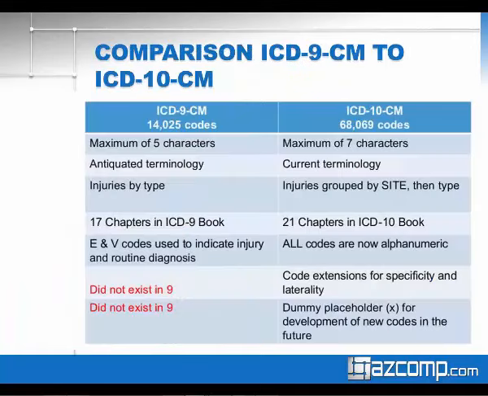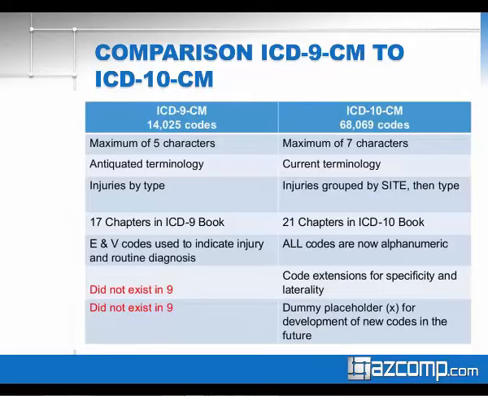So just a high-level overview of a comparison between ICD-9 and ICD-10. They differ in several ways. You can see under ICD-9, we are limited to 5 characters. We can now expand up to 7 characters in ICD-10. We had some more antiquated terminology under ICD-9. We'll be updating to more current terminology, where we used to be classified by injury by type. They're now injuries grouped by site and then type.